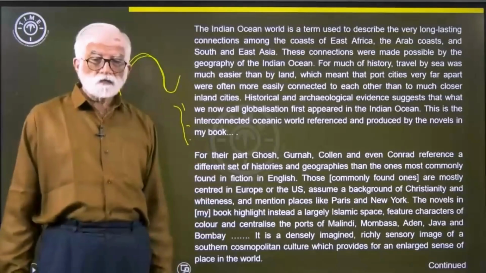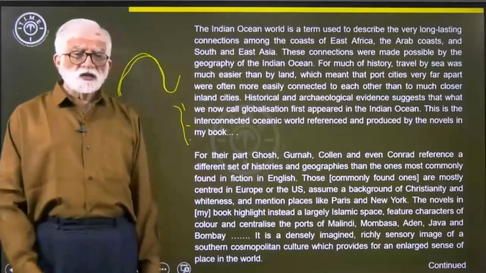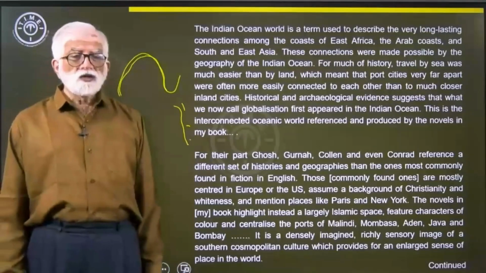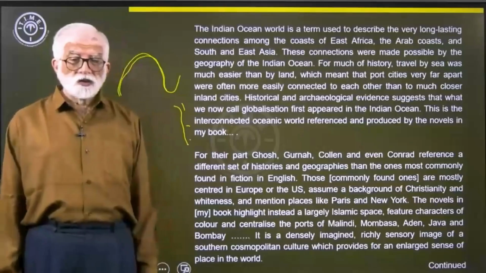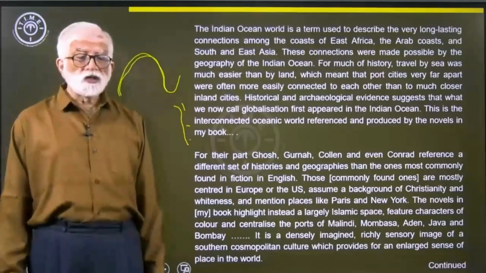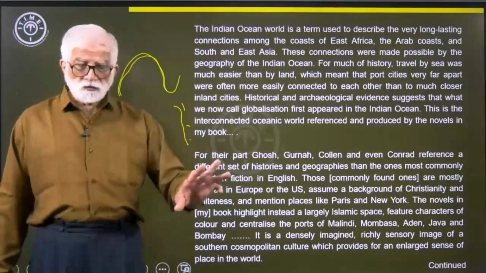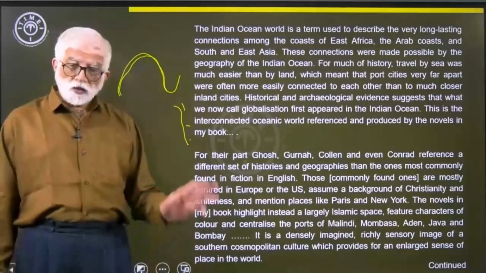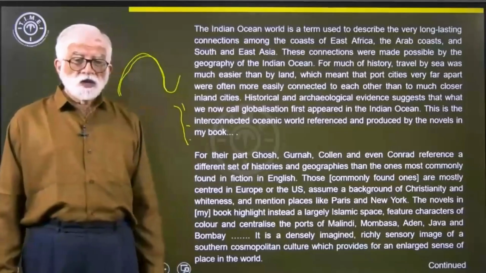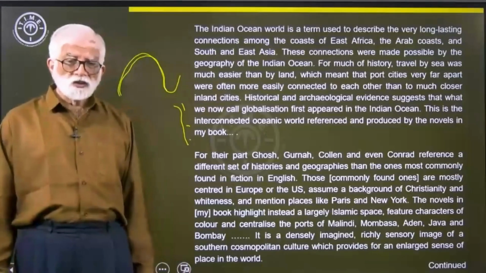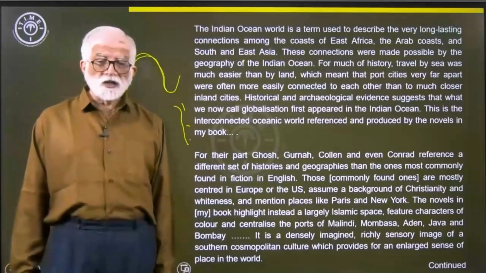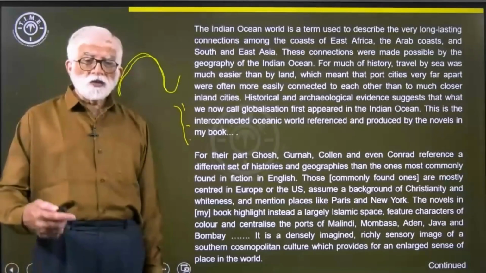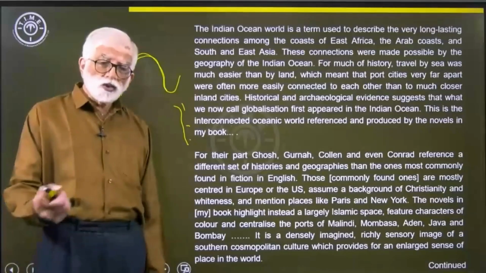That's what he says. For their part, these writers he referred to earlier, Ghosh, Gurnah, Conrad, and others, reference a different set of histories and geographies than the ones most commonly found in fiction in English. That means their fiction is very clearly centered in this area. The commonly found books in English are mostly centered in Europe or the US. They assume a background of Christianity and whiteness. That means people who are white, and mention places like Paris and New York. So that is what most fiction is like.